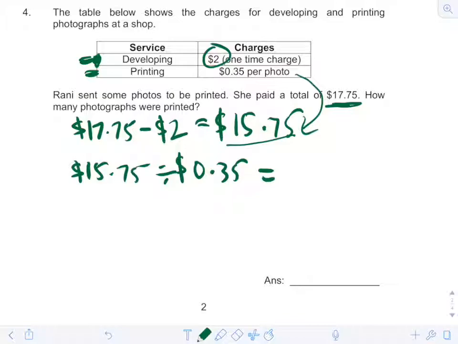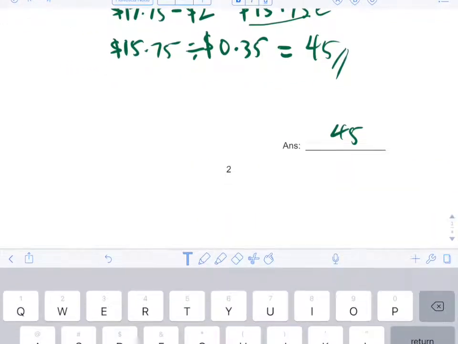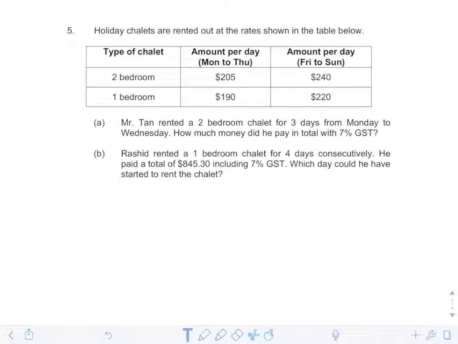15.75 divided by 0.35. Okay, answer is 45. Alright, so you got to take note, this one always refers to the first cost, so we'll refer to everything else. Okay, let's move on to question 5.